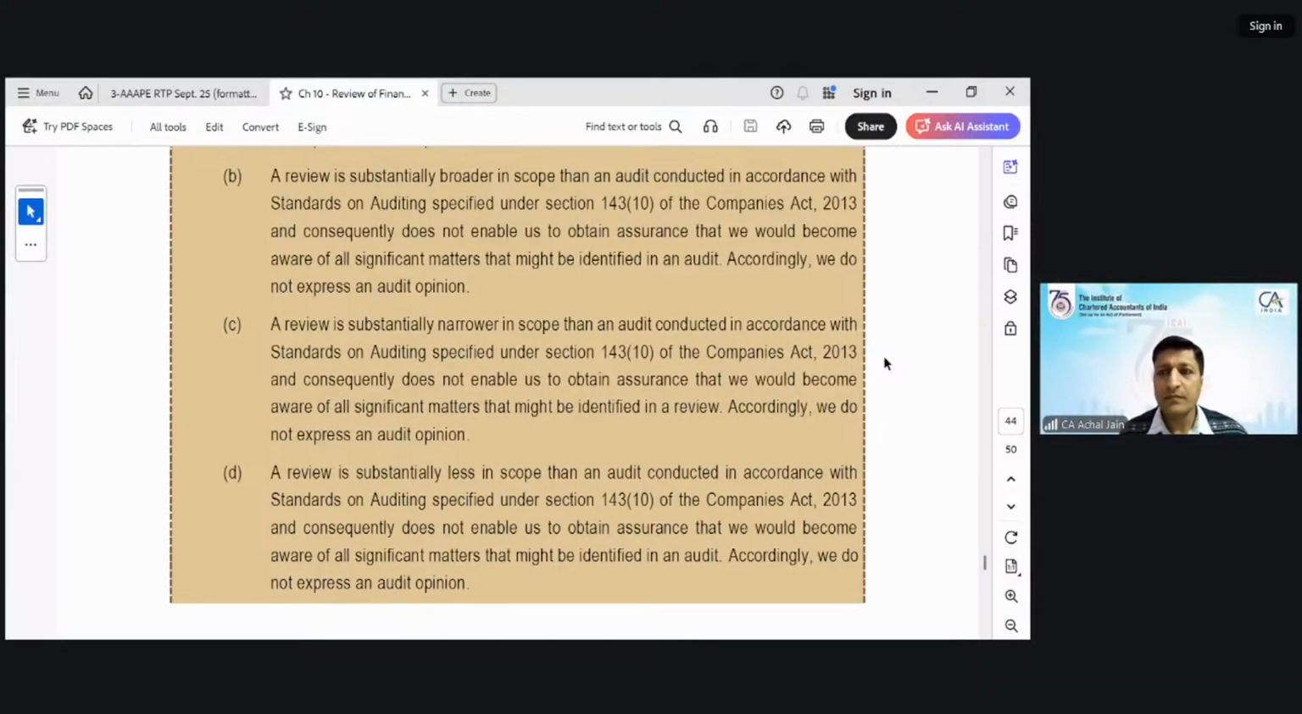in a review, right? Here in point number D, it talks about identified in an audit. So in this, all the significant matters that might be identified in an audit is the appropriate wording here. Correct. Very good, so we will go with option number D, sir. Very good. So the right option is option number D.